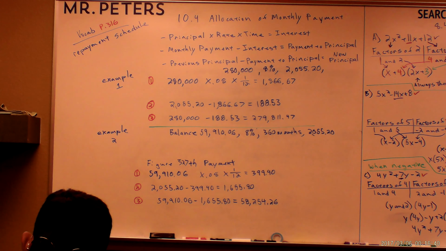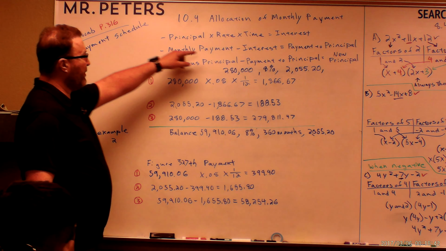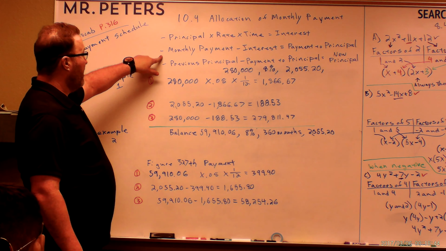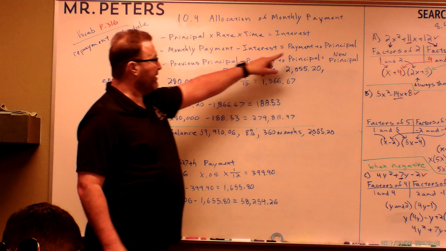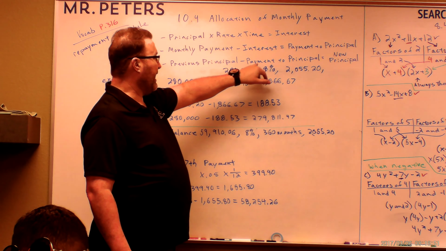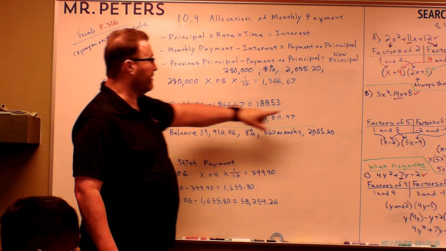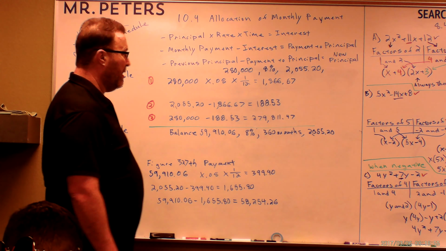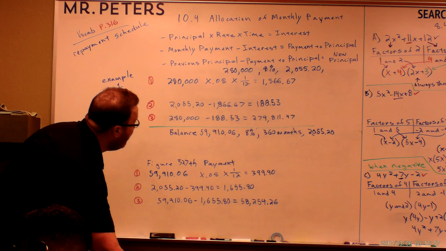Okay, so same three formulas: principal times rate times time equals interest. Monthly payment minus interest is the payment to principal. This is the most important part in the lesson. Then taking the payment to principal from the previous balance and getting the new principal. So, can someone read example 1?